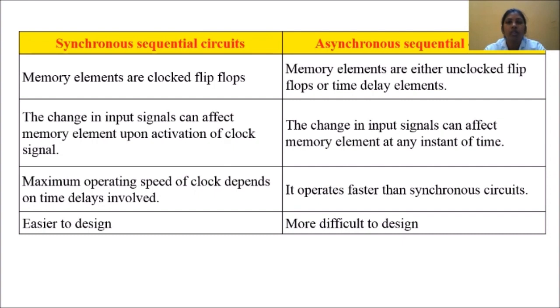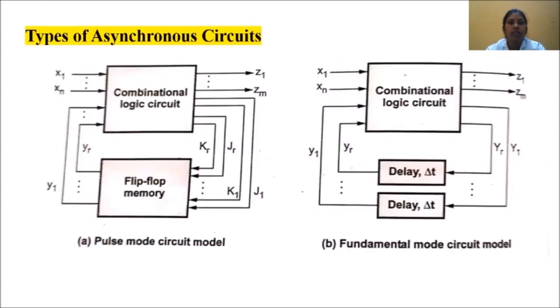It does not require the clocking process, and the synchronous sequential circuit is easier to design when compared to the asynchronous sequential circuit. In the synchronous sequential circuit, the speed depends upon the time delays involved. Asynchronous operates faster than the synchronous sequential circuit. So due to some of these advantages, these are classified into synchronous as well as asynchronous. In asynchronous sequential circuit, there are two types, that is pulse mode circuit model and fundamental mode circuit model.